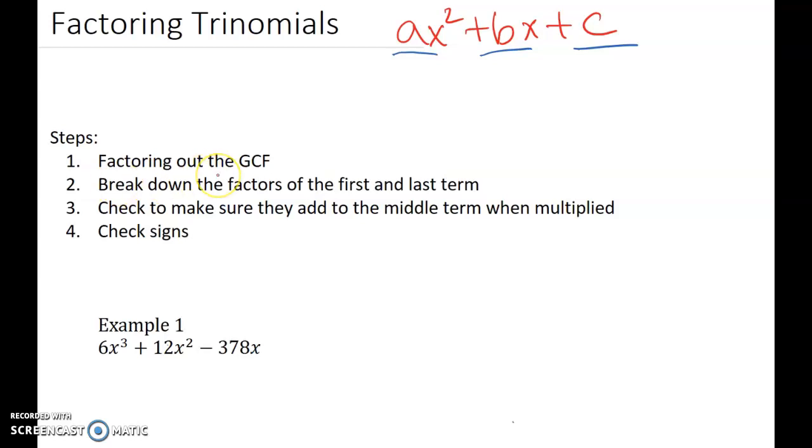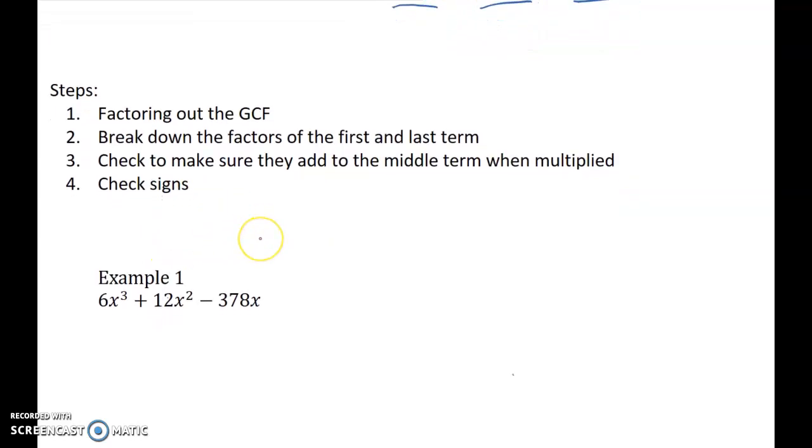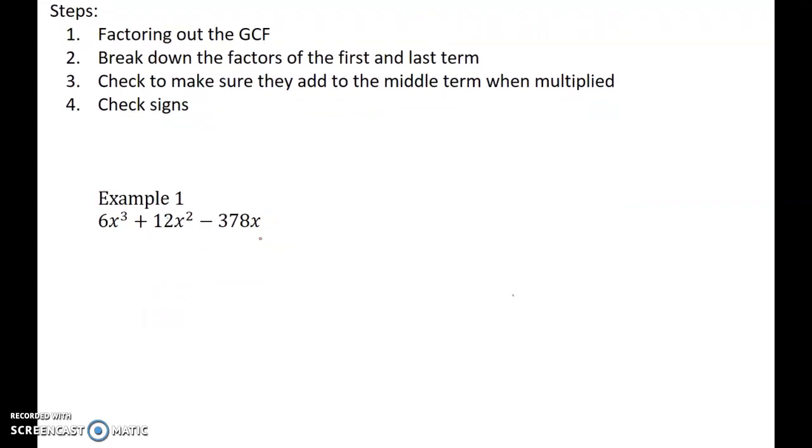So let's factor out the greatest common factor in example 1. So example 1 says 6x cubed plus 12x squared minus 378x. And now I know that 6 and 12 have a 6 in common, so I'm going to see if 6 goes into 378 as well. So I put 378 divided by 6, and that gives me 63. So I know that a 6 goes into all of these.